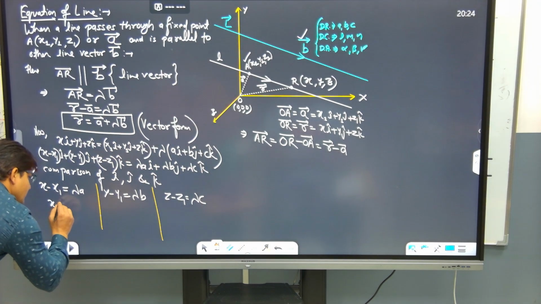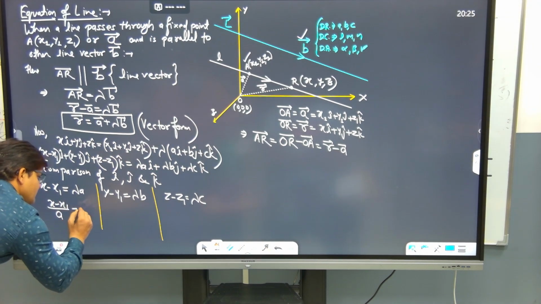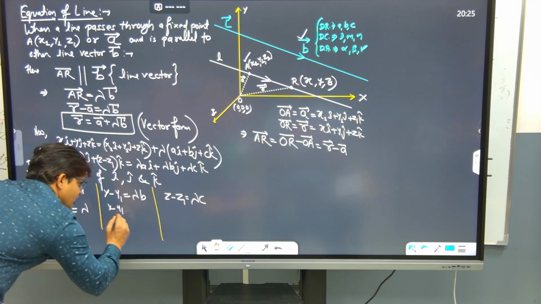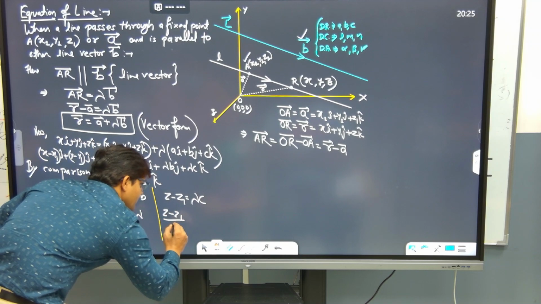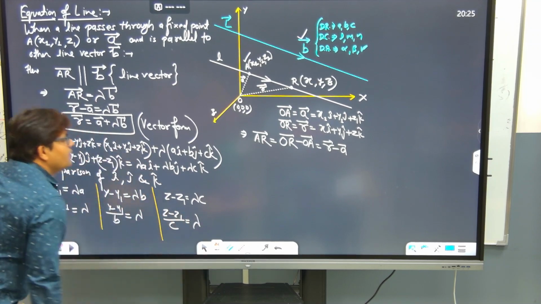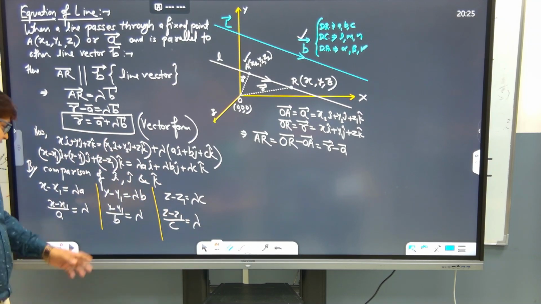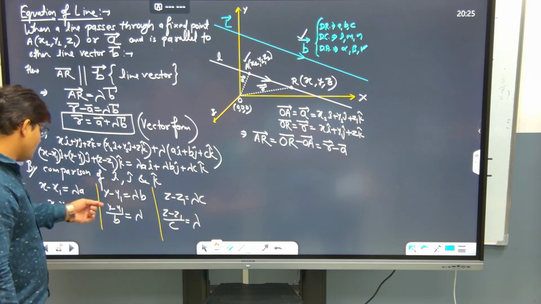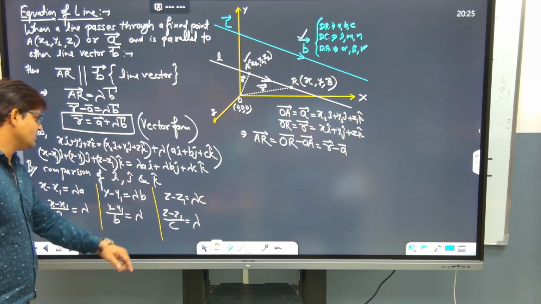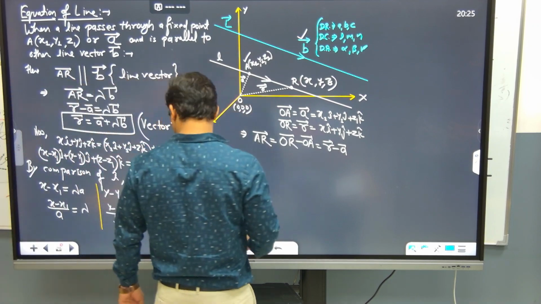We can write these values as (x minus x1) by a equals lambda, (y minus y1) by b equals lambda, and (z minus z1) by c equals lambda. By equating, for the value of lambda, we can write all these three in this form.